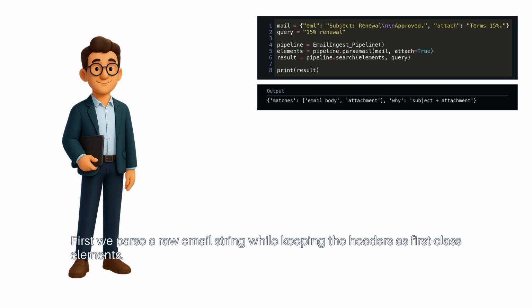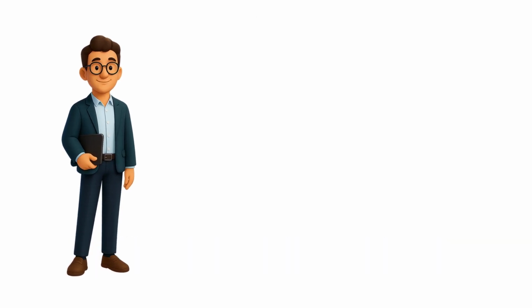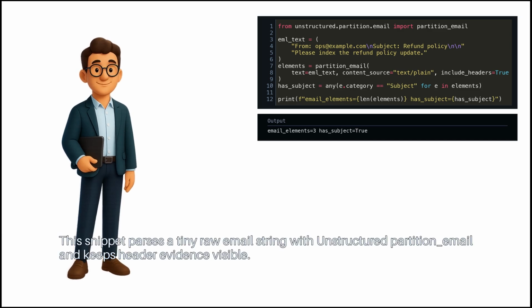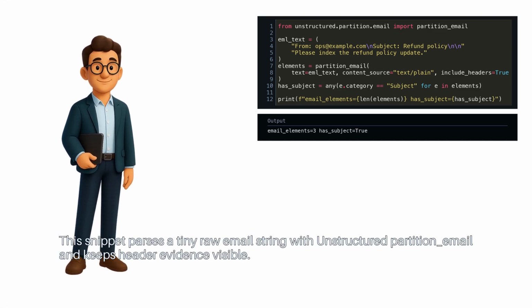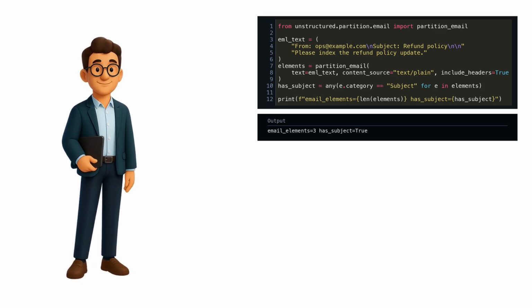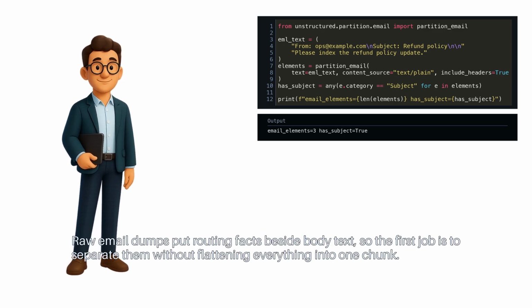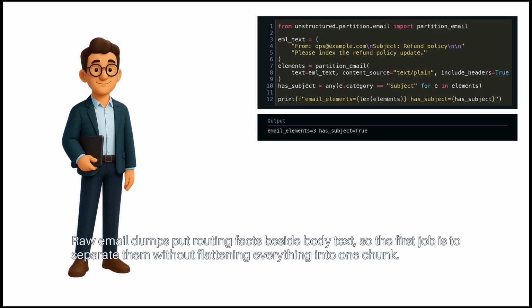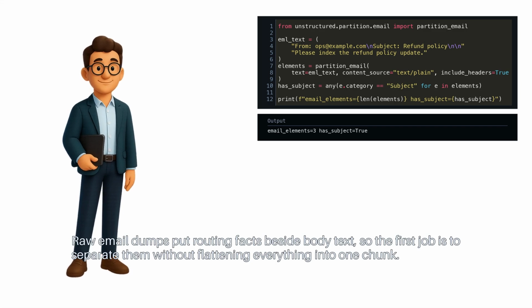First, we parse a raw email string while keeping the headers as first-class elements. This snippet parses a tiny raw email string with unstructured partition_email and keeps header evidence visible. Raw email dumps put routing facts beside body text. So the first job is to separate them without flattening everything into one chunk.